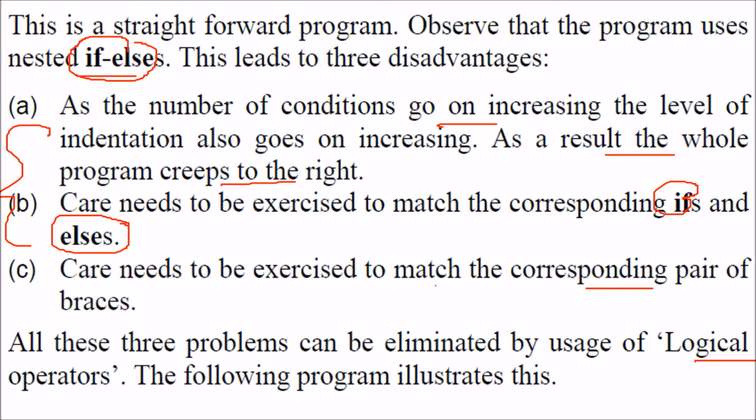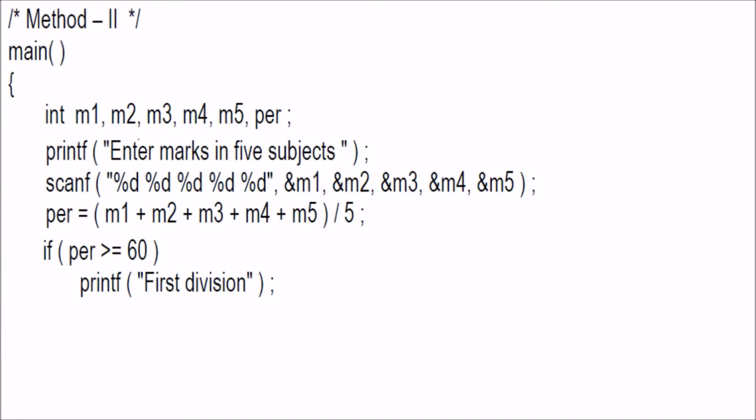Let us see the same program using the logical operators. Same thing we have done, taking M1 to M5 and entering these values and finding PER, the percentage, by adding the marks and dividing by 5. Now, if the percentage is greater than or equal to 60, we say first division. But for the second one, 50 to 59, we have to take a range.